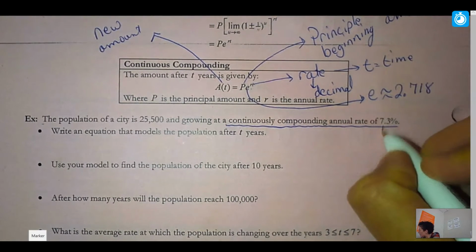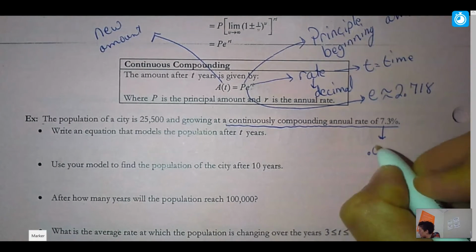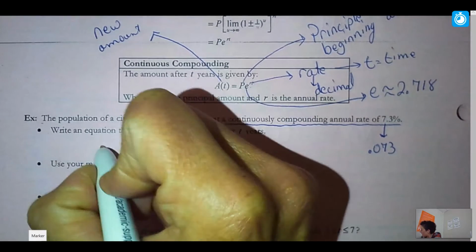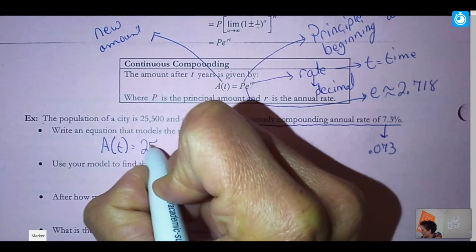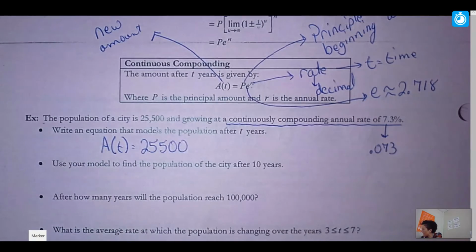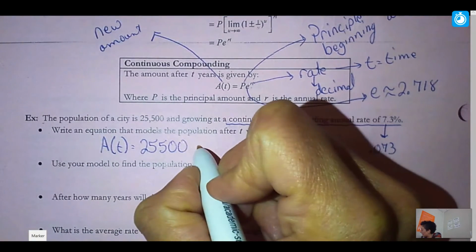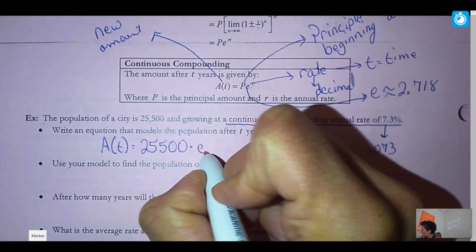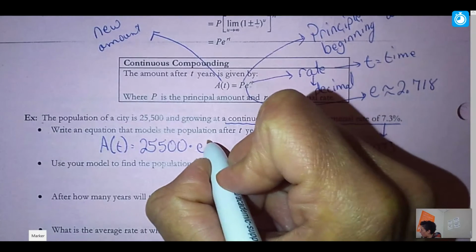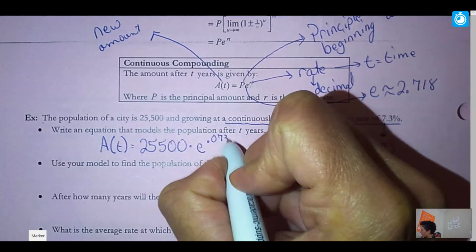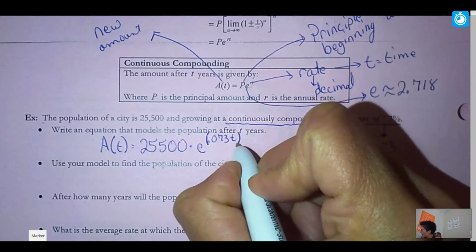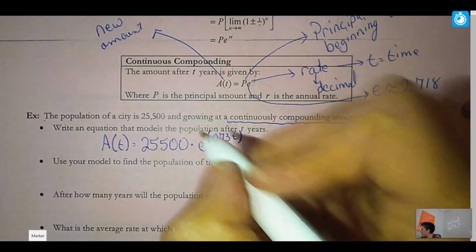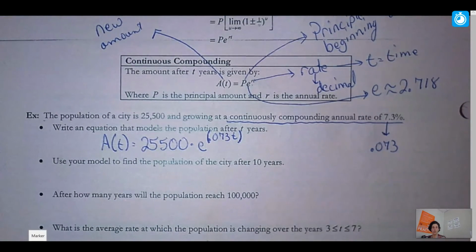So the first thing I want to make sure is I turn this into the decimal version that it needs to be. And it's going to be A of t equals the beginning amount, so principal, but it's the beginning amount. And then e, I'm going to put a little multiplication dot. And then in my exponent will be 0.073 along with the time. And I am going to wrap that in parentheses just as a reminder that that is what the calculator should do if you choose the right e.